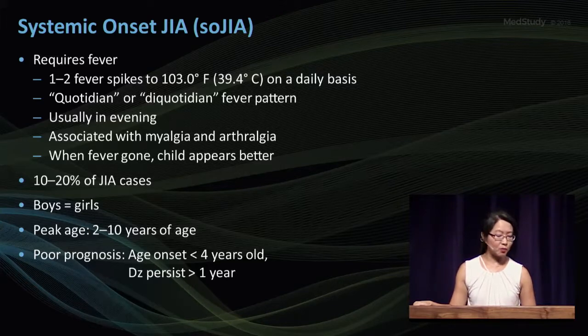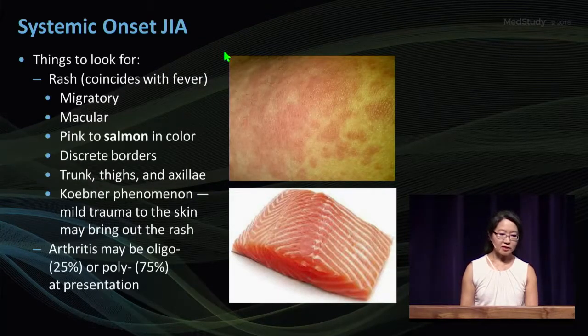Now, prognosis is poor if a child presents before the age of 4 or if the disease persists for more than 1 year. Currently, I have a patient who's 25 who started having SOJA at the age of 7, and she has stunted growth. So, things to look for.